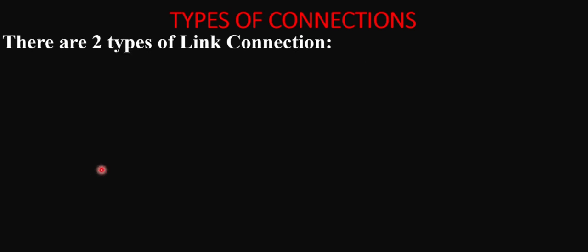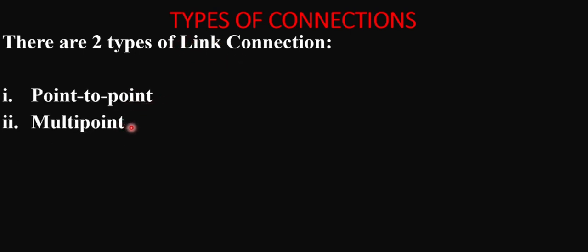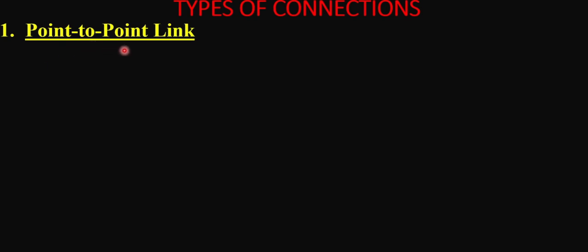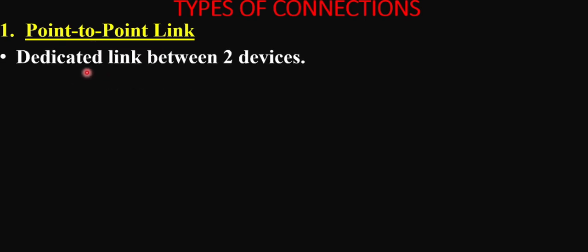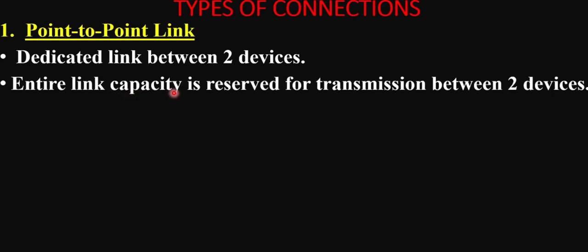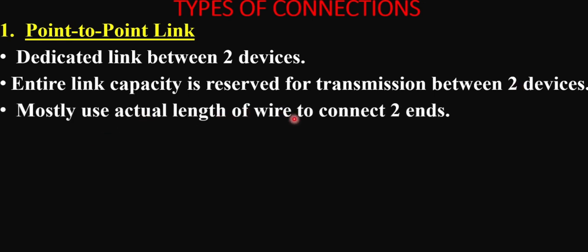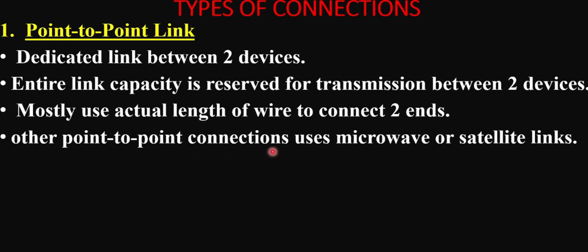So there are two types of link connections, point to point and multi-point. First we'll see point to point link connection. It is a dedicated link between two devices. The entire link capacity is reserved for transmission between those two devices only. Mostly the actual length of wire is used to connect two ends. Other point-to-point connections use microwave or satellite links.